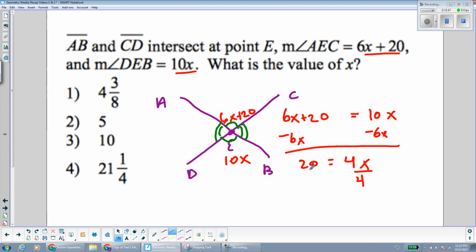And last step. There we have our x value. The question just asked for the value of x. It didn't ask us to plug back in to find any specific angle measurements, but definitely make sure that you pay attention to what the question is asking for so you make sure to get the question correct.